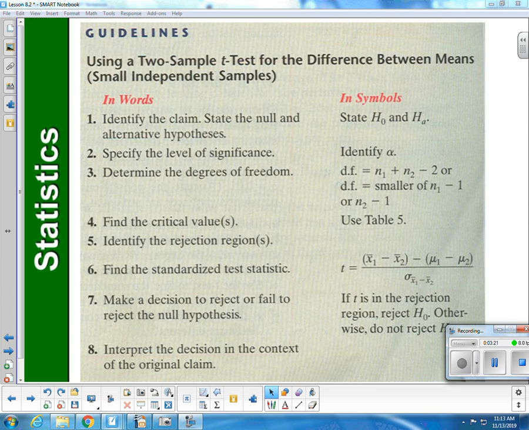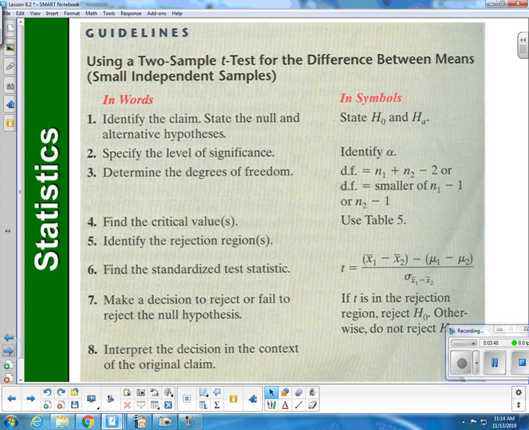Then you're going to go to the critical value, find your critical value on the Z table, identify the rejection regions. Then you're going to find your test standardized statistic, which is that big formula that we just talked about. Pick the right one, and then is it in the region or not? Okay? And then interpret the decision in the context of the original claim.